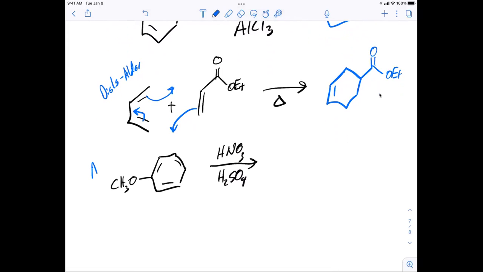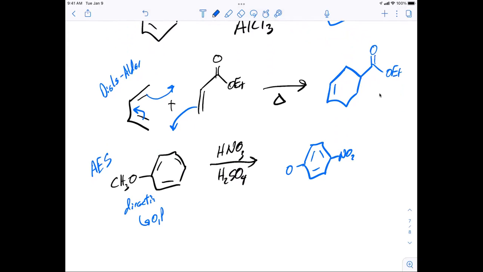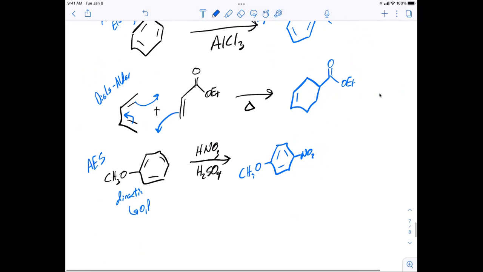And then the last one again is an aromatic electrophilic substitution. Here I have a substituent, so I need to think about the directing effect. This one is an ortho-para director, and so I could get the ortho. Is the methoxy really bulky? No, it's there, but it's not really bulky, and so the ortho would still be a possibility.